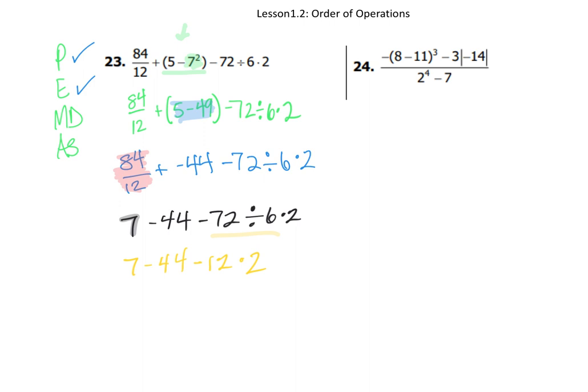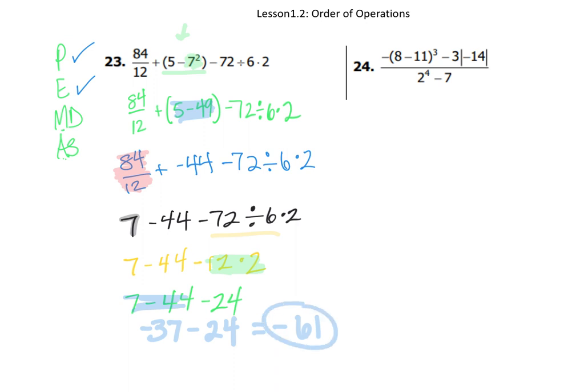Okay, I said times, so I know that has to be done before, again, multiplication has to be done before any addition or subtraction. So I have to do the 12 times 2 next. So we have 7 minus 44 minus 24. Okay, working from left to right, that means that next we would do 7 minus 44. So 7 minus 44 is negative 37, and yes, I used my calculator just to double check that I did it right. Now subtract 24 and we get negative 61, and we're done.